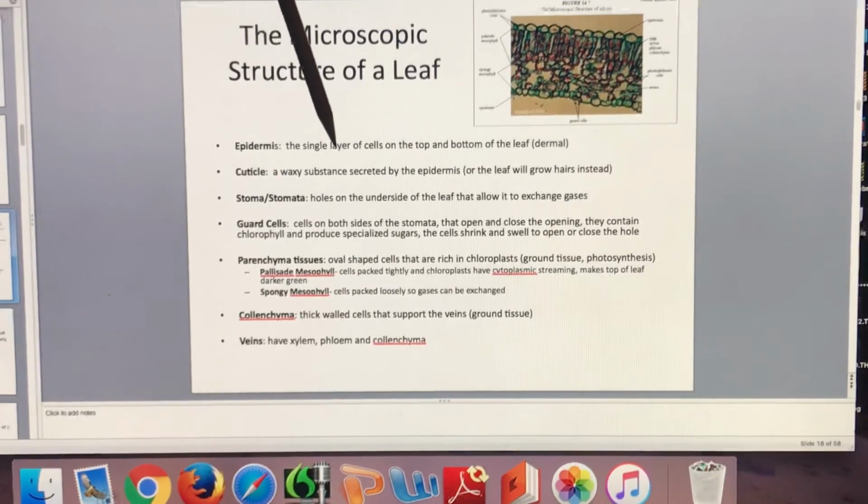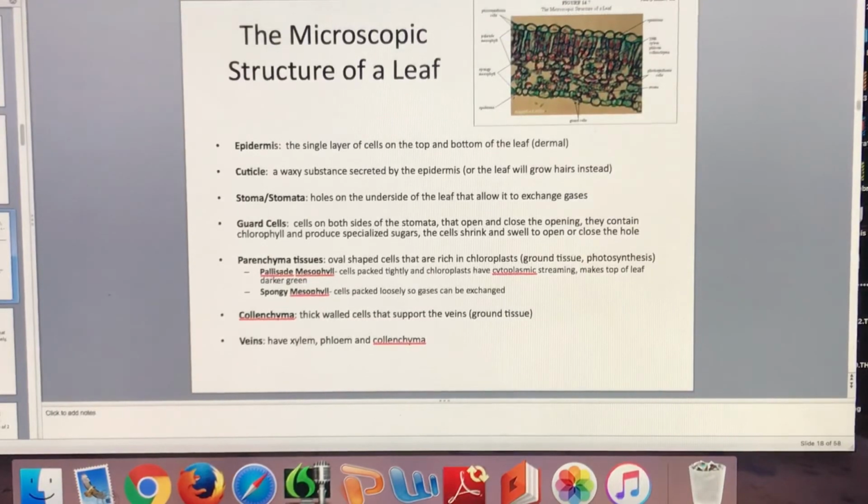That's that waxy substance that's secreted by the epidermis. Then, importantly, the leaves have what are called stoma, or plural is stomata. They're holes on the underside of the leaf that help the gas to be exchanged. So this is pointing here to the entire stoma, and it has these little red stained cells called guard cells. Those are cells on both sides of the stomata.